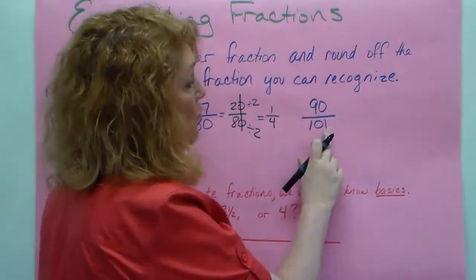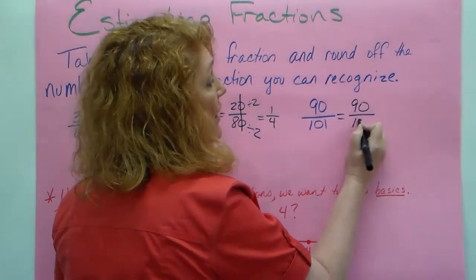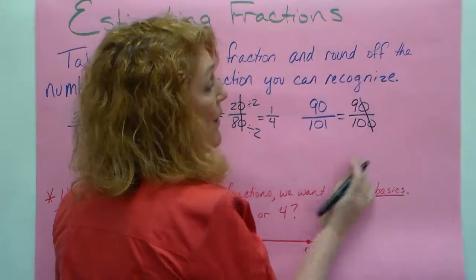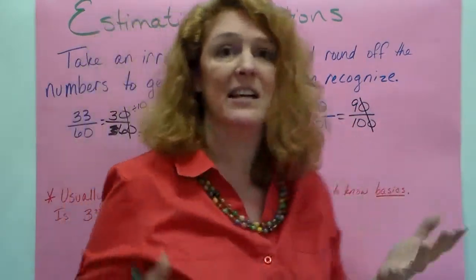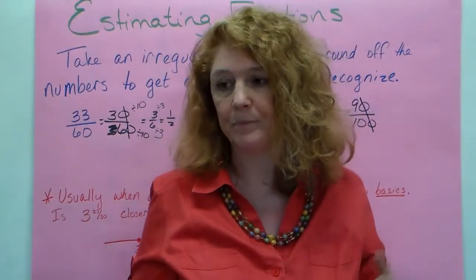90 over 101, I'm going to round this number off to 100. 90 over 100. And I'm going to divide both by 2. Now I've got 9/10. 9/10 is something, well, that's almost 1. That's something I can really picture.